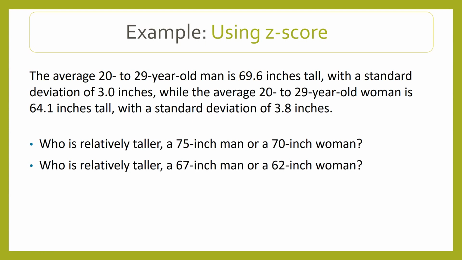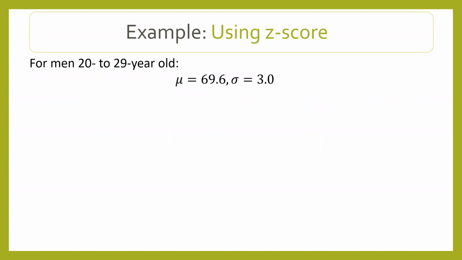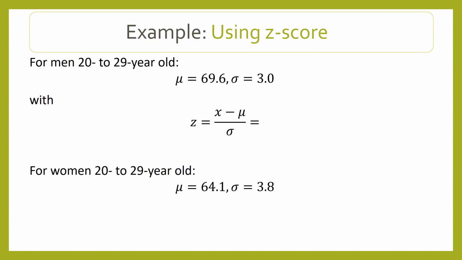Or a 67-inch man or a 62-inch woman? So we are going to answer these questions one by one. Let's consider the first one as A. For men 20 to 29 years old, the mean is 69.6 and the standard deviation is 3.0. The same thing happens for women: the mean is 64.1 and the standard deviation is 3.8.